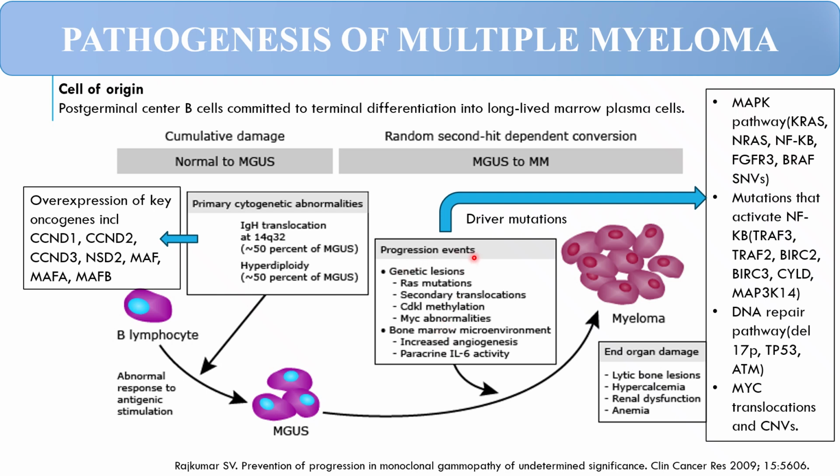These are the progression driver mutations, like genetic lesions and the bone marrow microenvironment, which also contribute to myeloma. There are RAS mutations, secondary translocations, mixed abnormalities, increased angiogenesis, different pathways, and finally there is end organ damage which usually occurs within 2 years. End organ damage is characterized by lytic bony lesions, hypercalcemia, renal dysfunction, and anemia.